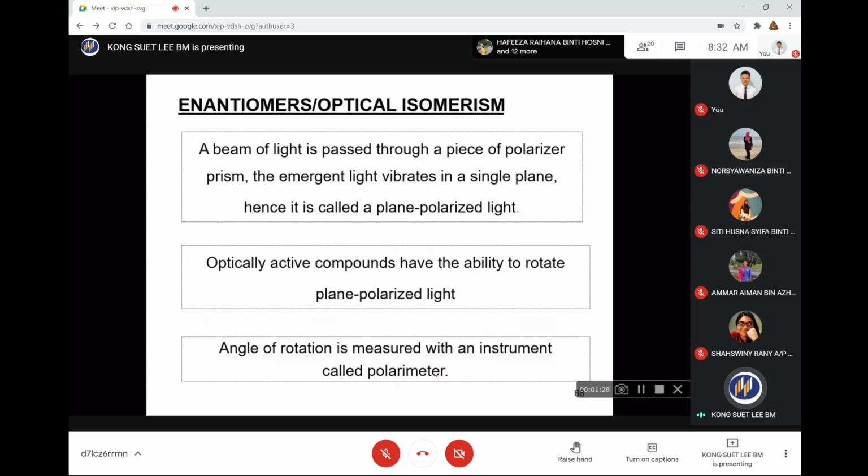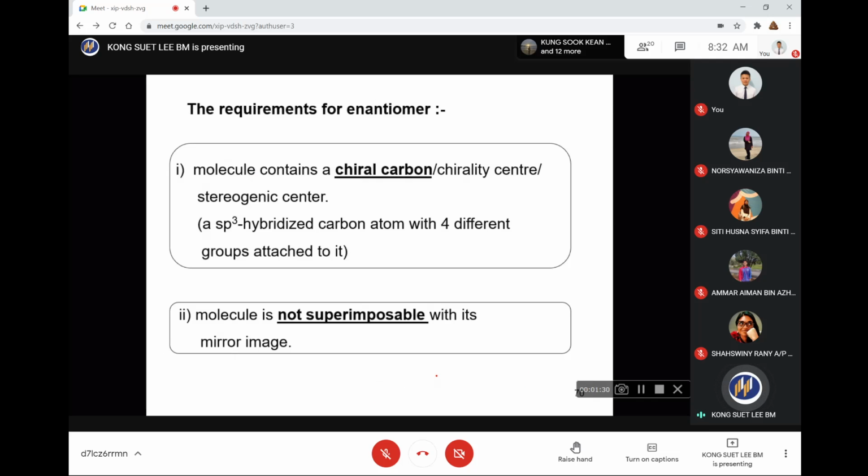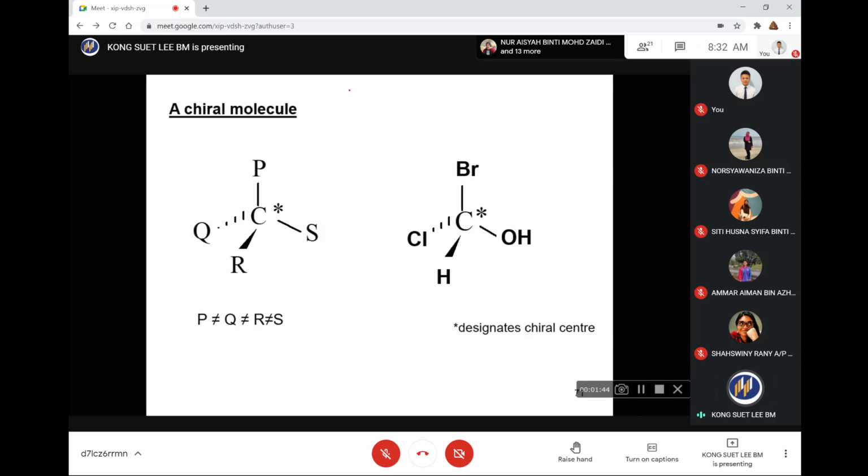Now we go for the enantiomer. The important point is that it must have a chiral carbon and be not superimposable with its mirror image. If you're not sure what a chiral carbon is, look here: an sp3 hybridized carbon with 4 different groups attached to it. So now we check the details. This is the example. This carbon must be sp3. sp2, meaning a carbon-carbon double or triple bond, cannot be classified and cannot be an enantiomer as well. So this is A, B, C, D, all different groups.